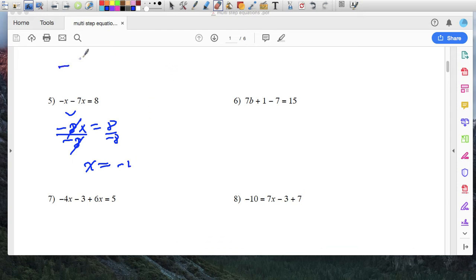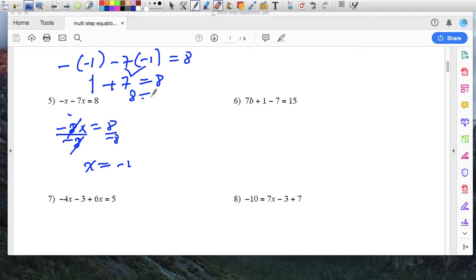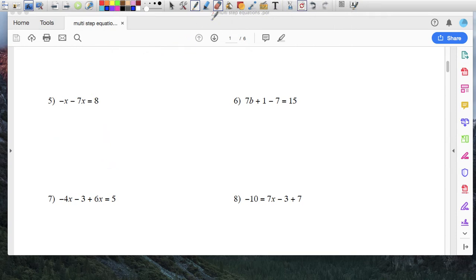Substitute, I got negative 1 like this. I have to replace the x with that. Minus 7 times, again, negative 1 equals 8. Now, a negative and a negative gives me positive, so negative and negative 1 gives me positive 1, or just 1. Negative 7 times negative 1 becomes positive 7, and 1 plus 7 equals 8, which equals the 8 on the other side.